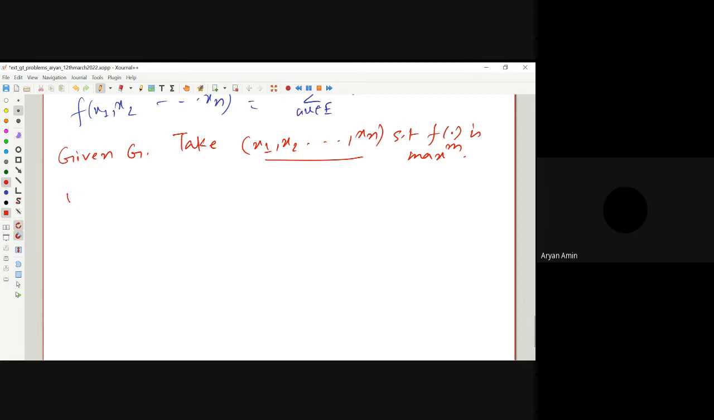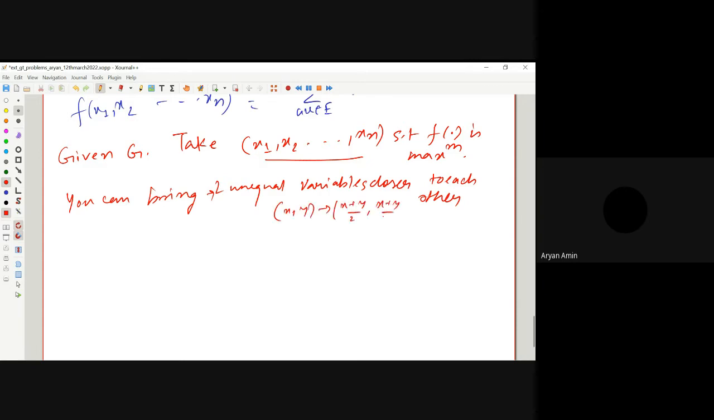You prove that you can bring two unequal variables closer to each other. This is one thing to do, a sort of smoothing which works like this. And there is another sort of smoothing where you can decrease one variable and increase the other without disrupting anything. So in both cases, keep that in mind: you can't disrupt anything for the worse.